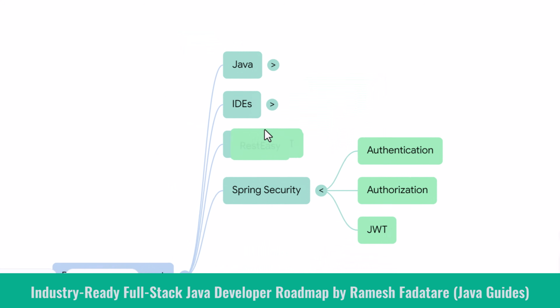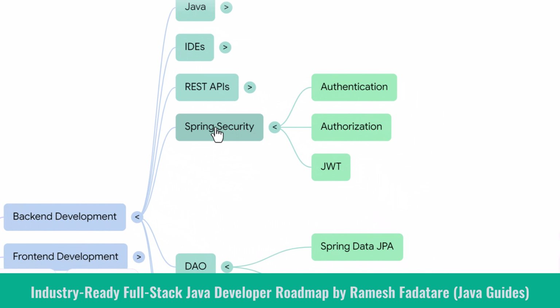Next, Spring Security. Security is a must-have skill. You learn how to secure your application using authentication and authorization. You explore how to protect endpoints, how roles and permissions work, how session security behaves, and how to integrate JWT, which is the industry standard approach for token-based authentication. Understanding security makes you a trusted backend engineer who can build safe and reliable systems.